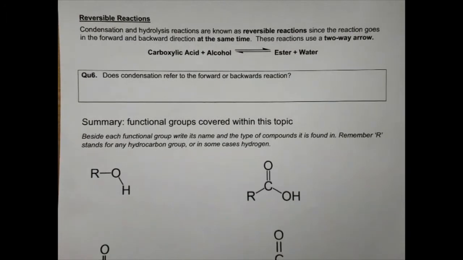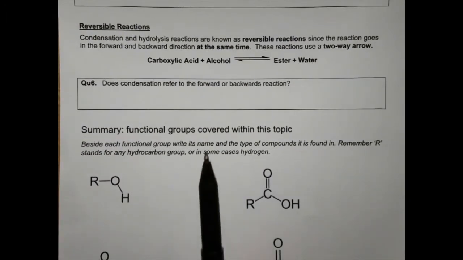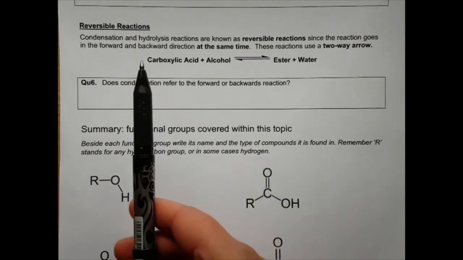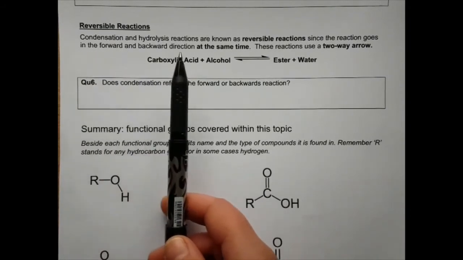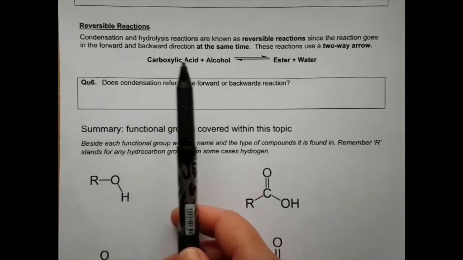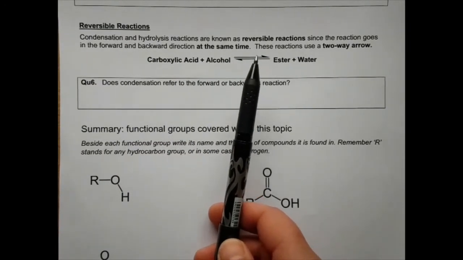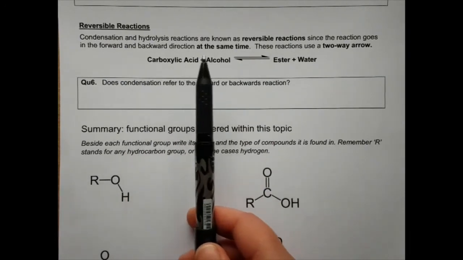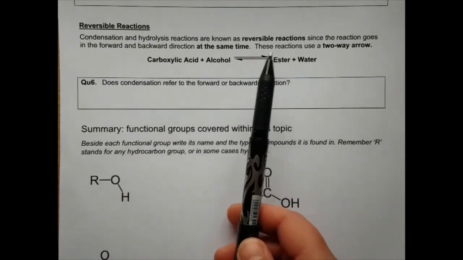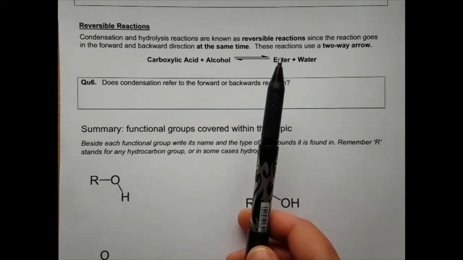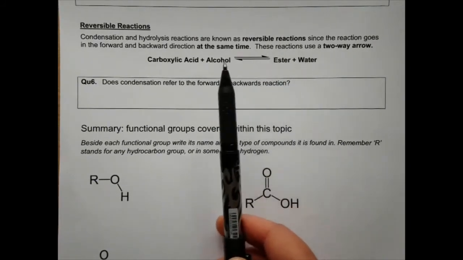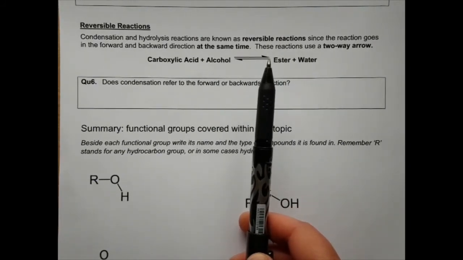This may have been reasonably clear to you already, but just to highlight that condensation and hydrolysis reactions are both reversible reactions, so they can go in both directions and they can also happen at the same time. And that's why we use this two-way arrow here.